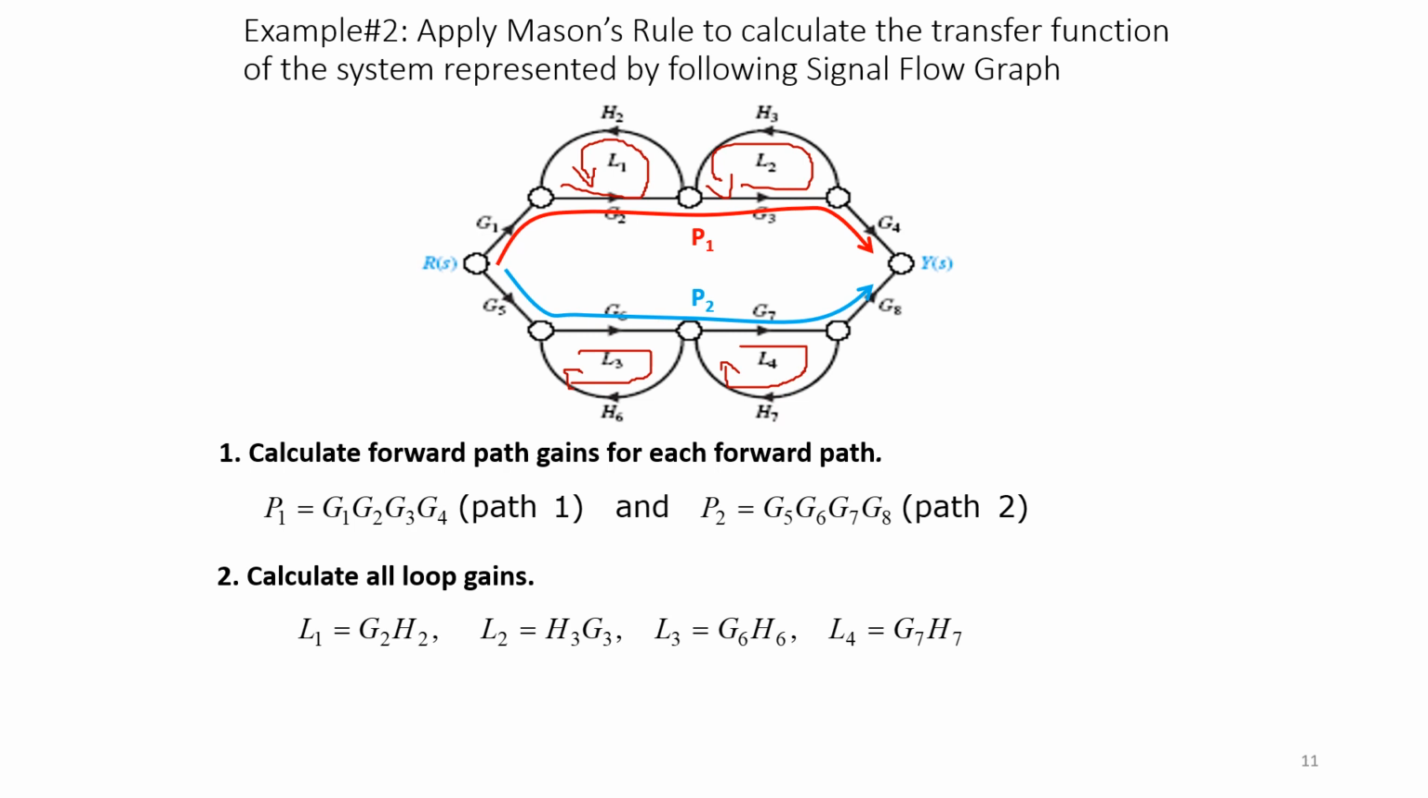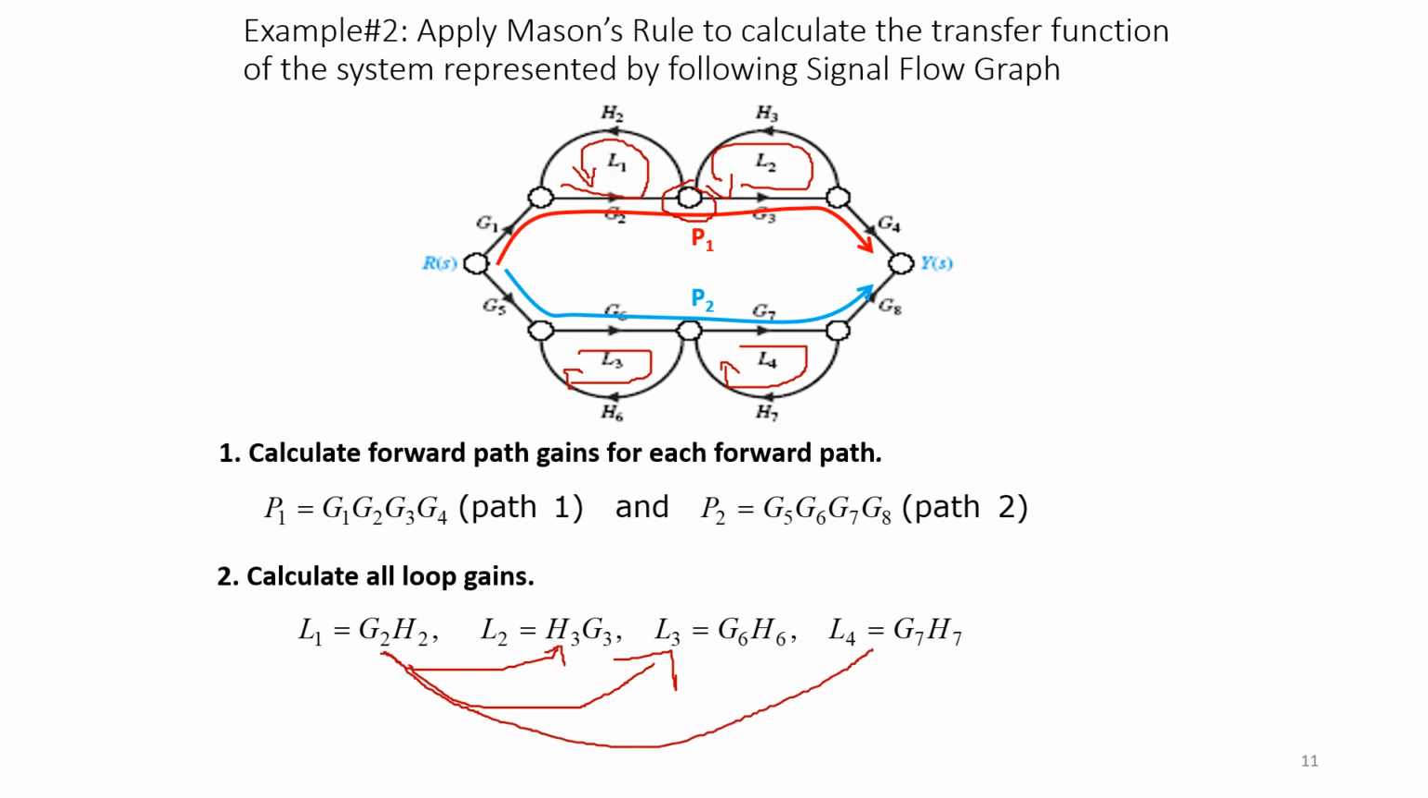Now coming to the non-touching loops. When you are comparing, compare L1 with all the other loops. Just check whether any gain or any node is getting repeated. If it is repeated, then you should not consider them as non-touching loops. L1 and L2: this node is common between these two, so they touch each other, so leave this. Now compare L1 with L3. L1 does not touch L3. This is on the upper side and this is on the lower side, and there is no gain which is getting repeated. So L1, L3 is one non-touching loop.